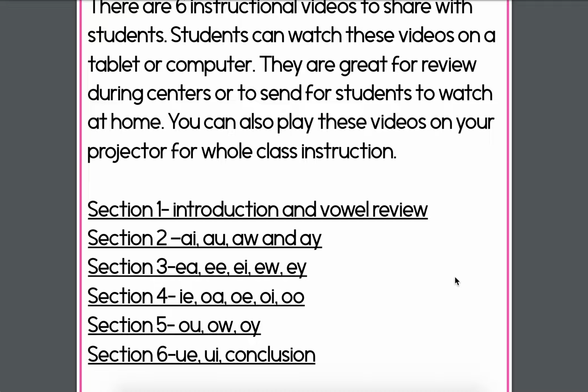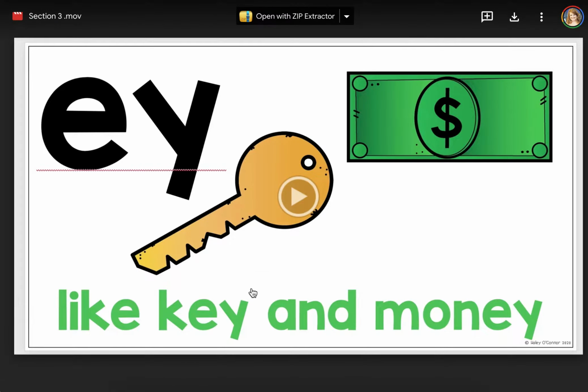Each vowel team is covered with 2 examples, and then students read a group of words, and then we use it in a sentence. I will show you EA so that you get a good understanding of what each video looks like. And they're all basically exactly the same, except for the vowel teams are different.